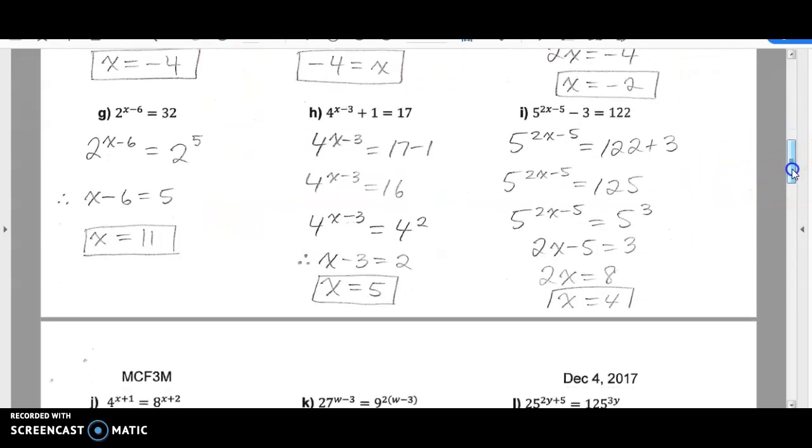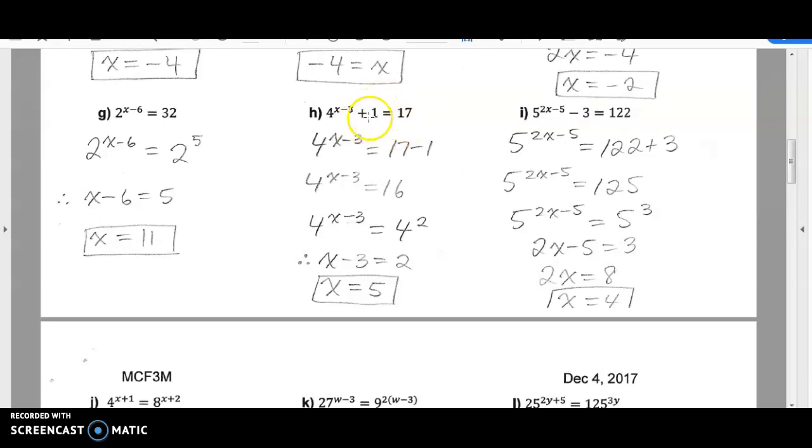In example H and I, there's one extra step because we have this extra plus 1 here. So what we would do in this case is move that positive 1 over to the right side and it becomes negative 1. Then do 17 minus 1 is 16. And once we have this, then hopefully you can recognize that I can write 16 with a base of 4 because I know 4 squared is 16. Right? If I just had 17 here, there's no way I could express that with a base of 4. So just remember to simplify first.